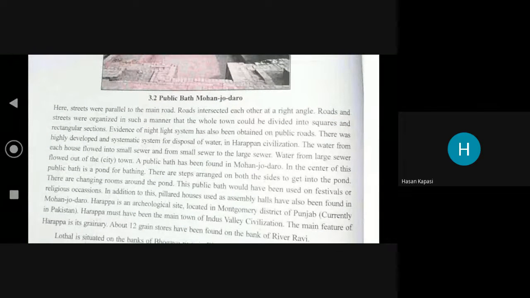The streets were parallel. Parallel means, I hope everyone remembers, the roads which don't intersect. You might have learned in maths that parallels are two line segments which run parallel to each other and never intersect each other. They are known as parallels. In the same way, in Harappan civilization, the roads were parallel. They never intersected at any point.